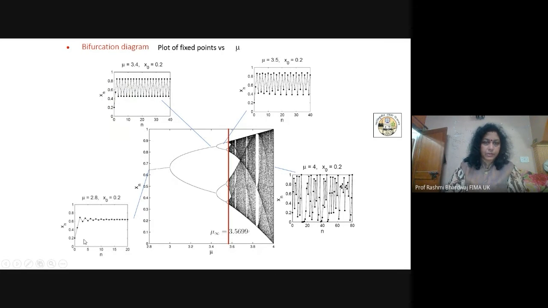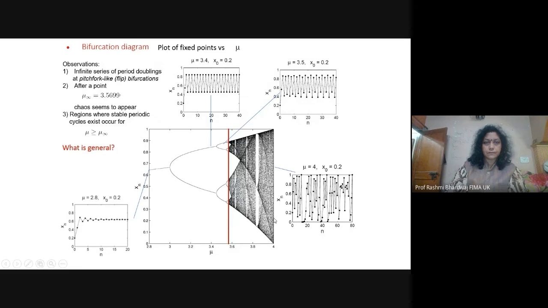Here is a stable point. Then you have this as a bifurcation to the 2 points. Here you have 2 points. Here you have so many points. So with different types of structures, you are getting different types of behavior.